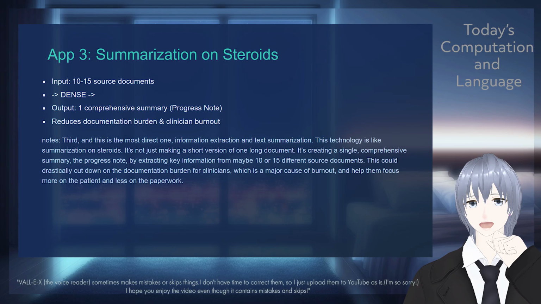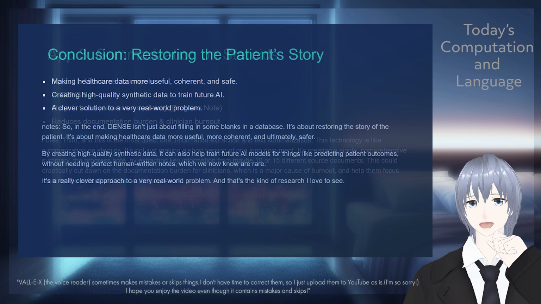And this is the most direct one, information extraction and text summarization. This technology is like summarization on steroids. It's not just making a short version of one long document. It's creating a single comprehensive summary, the progress note, extracting key information from maybe 10 or 15 different source documents. This could drastically cut down on the documentation burden for clinicians, which is a major cause of burnout, and help them focus more on the patient and less on the paperwork.